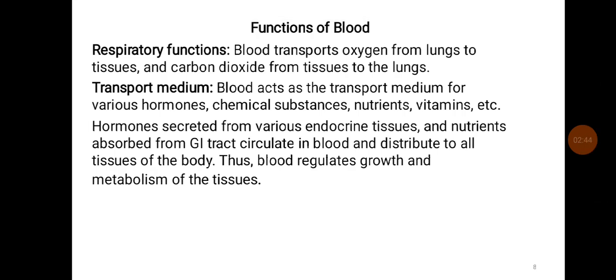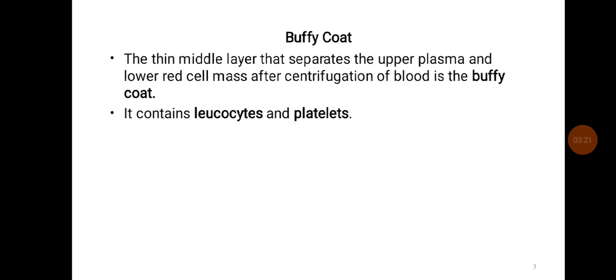Some of the functions of blood are, respiratory function. The blood transports oxygen from lungs to the tissues and carbon dioxide from tissues to the lungs. It acts as a transport medium. Blood acts as a transport medium for various hormones, chemical substances, nutrients, vitamins. Hormones secreted from the various endocrine tissues and nutrients absorbed from the GI tract circulate in blood and distribute to all tissues of the body. So, blood regulates growth and metabolism of the tissue by transporting them.